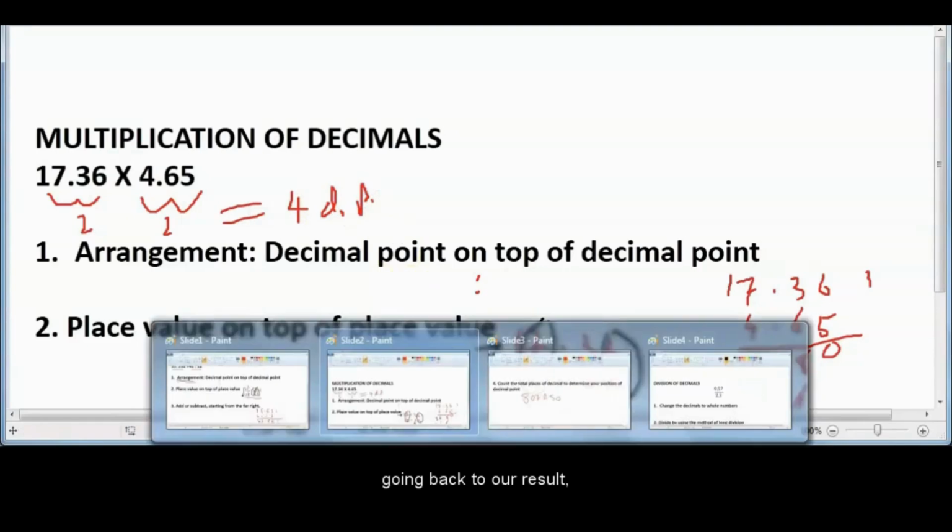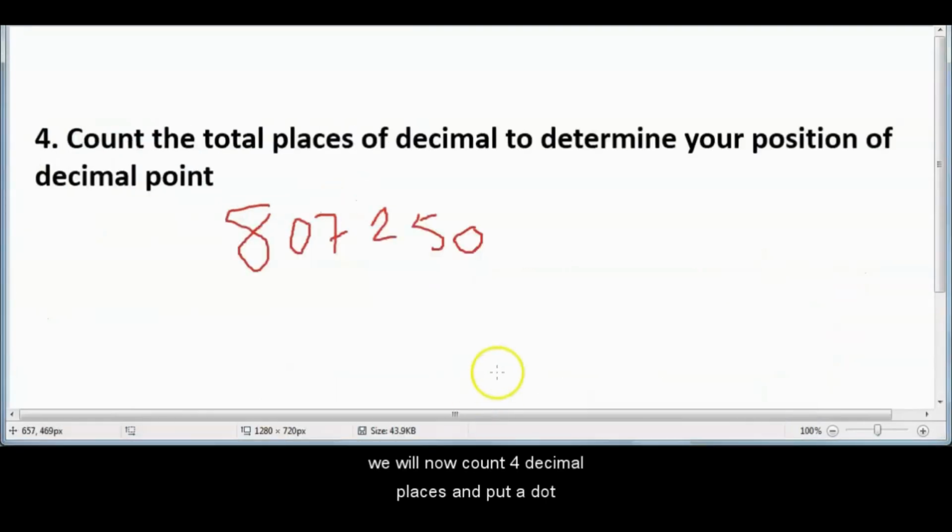Going back to our result, we will now count 4 decimal places and put a dot. 1, 2, 3, 4. Our decimal point should be here: 80.7240. This is the new position of the decimal point, the final answer.